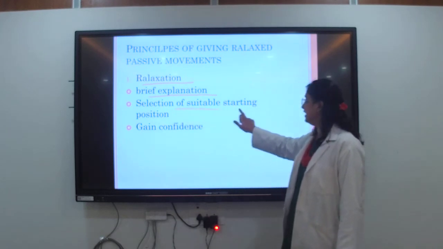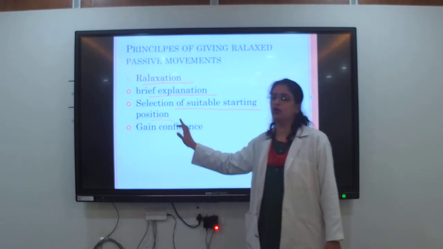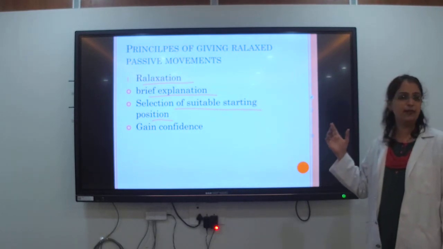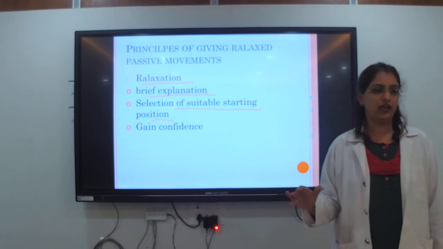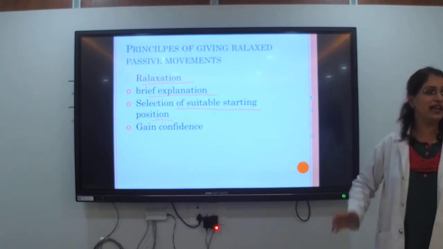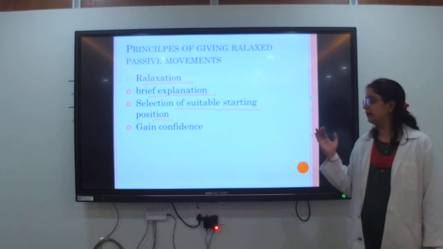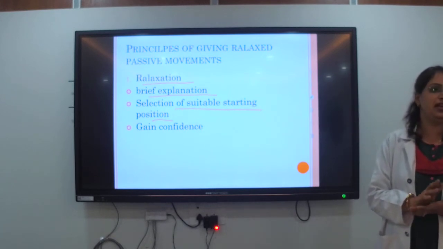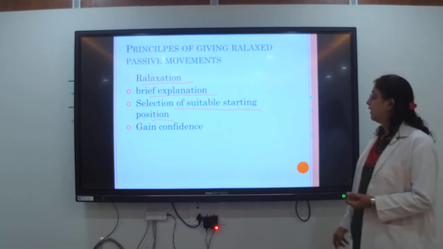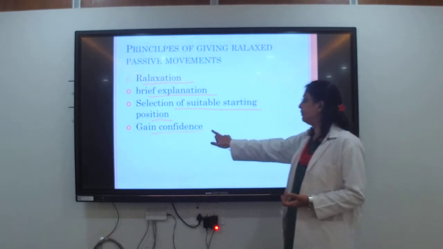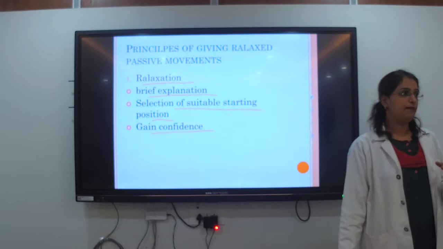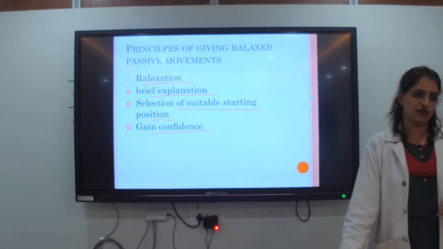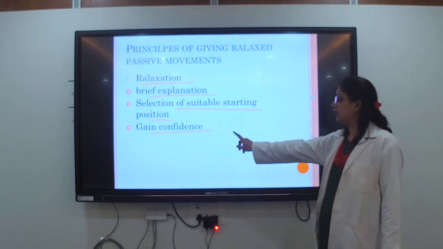Then you have to select a suitable starting position. Suppose you are performing shoulder flexion, you have to take the patient in supine position. And when you are performing shoulder extension, you have to take the patient in prone position. All these positions I will let you know during practical hours. After that, you have to gain the patient's confidence. If the patient is confident while performing the movement, then only you will get the results. So you have to gain his confidence.